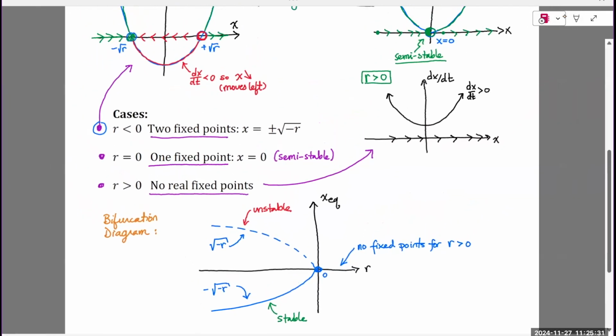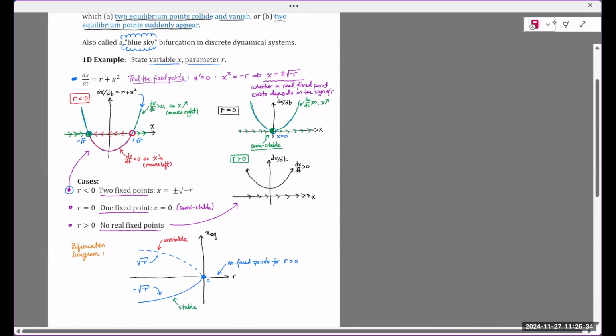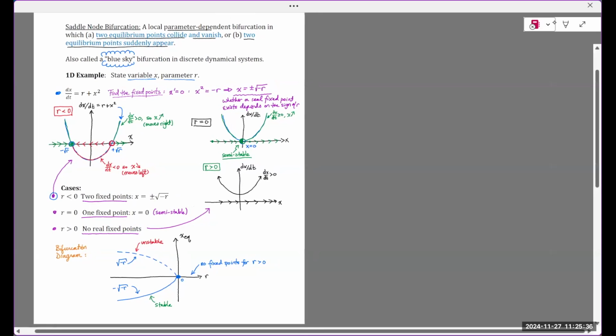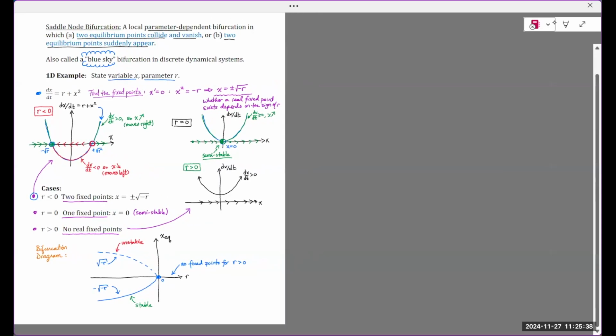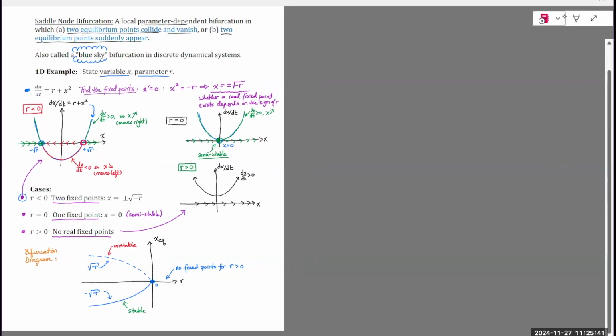Now we can see from the shape of that diagram why it is called a blue sky or a saddle node bifurcation. This exactly fits the description of two equilibrium points colliding as r moves to the right and then vanishing. Let's go to the next page.